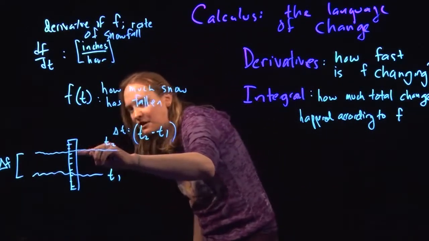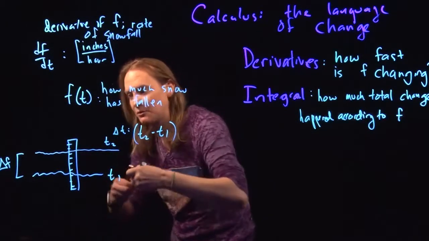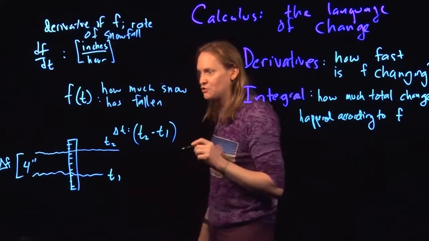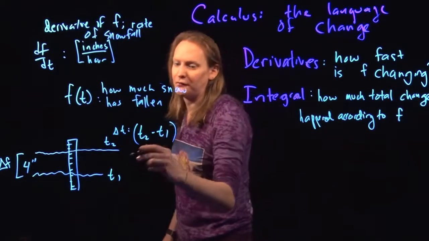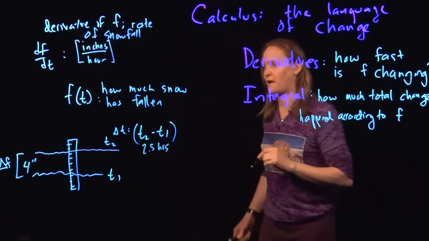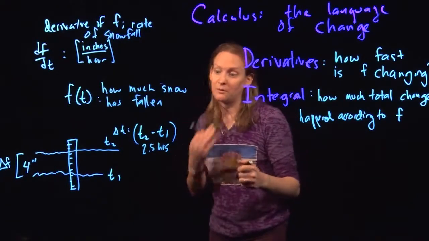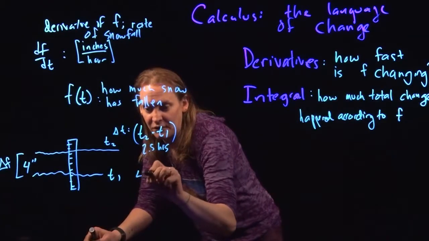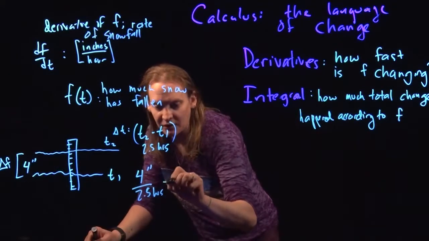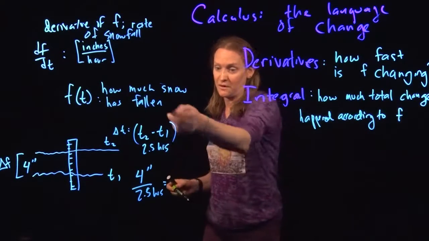Delta F. Let's say this is, how many inches is this? These are inches. So it's going to be 1, 2, 3, 4 inches. We've got 4 inches of change. And let's say that 4 inches happened in 2.5 hours. Then over that time period, we did 4 inches in 2.5 hours. So what was the rate of snowfall in that 2.5 hour period?